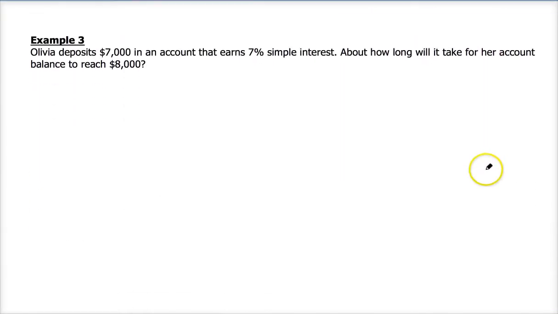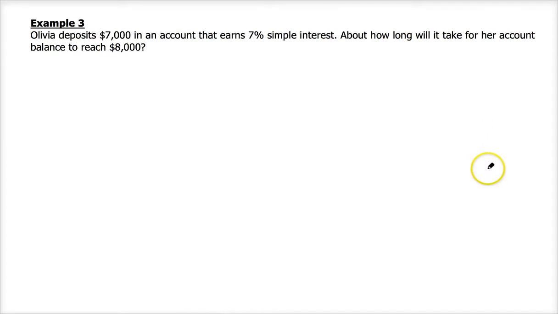Okay, going to the back side, one more problem. This one says that Olivia deposits $7,000 in an account that earns 7% simple interest. About how long will it take for her account balance to reach $8,000? Okay, so we're going to start with our formula: I equals P times R times T.